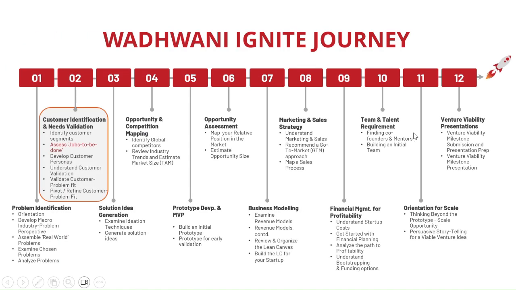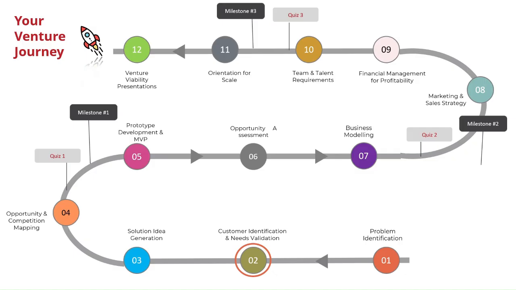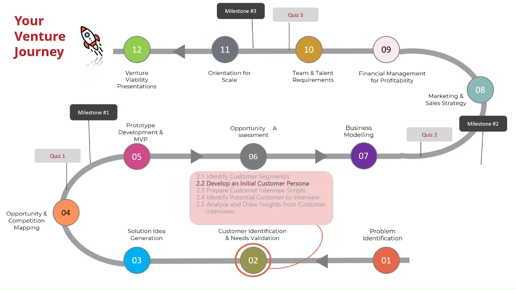I hope you know the journey. This image shows we have 12 modules, and as of now we are in module 2. If you look at our program roadmap, you can see exactly where we are. Today we move one step deeper into understanding customer identification and validation. So these are the journey steps, and we are in module 2, developing the initial customer persona.